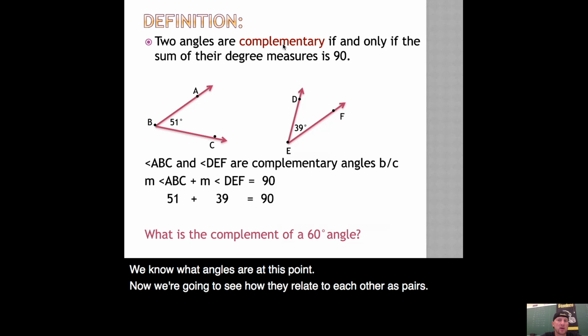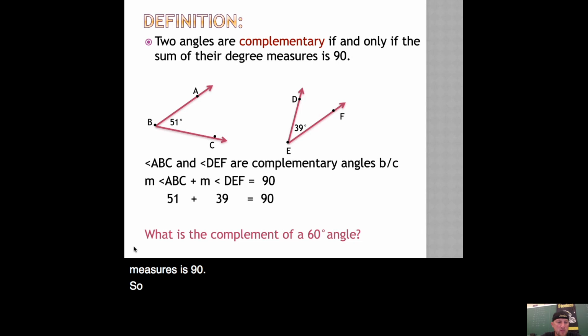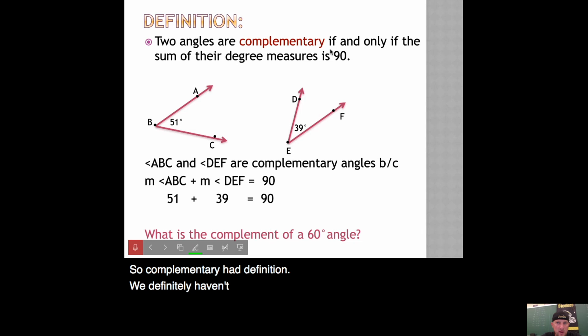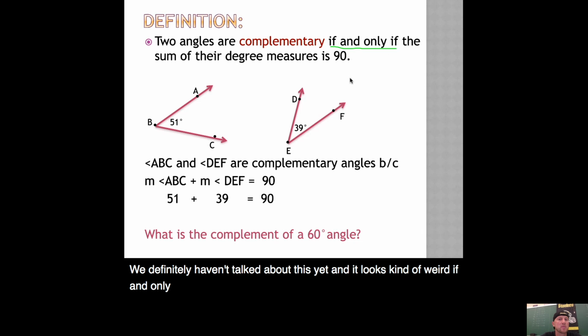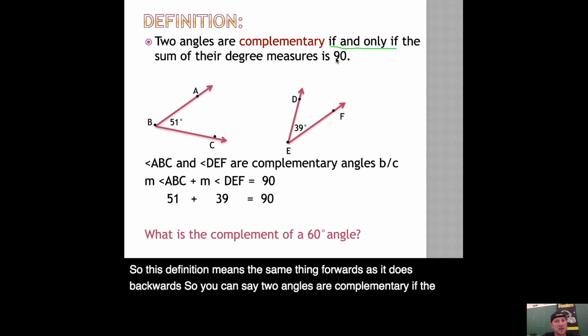Two angles are complementary if and only if the sum of their degree measures is 90. So complementary is a definition. We definitely haven't talked about this yet, and it looks kind of weird. If and only if. That's a phrase that means something. So this definition means the same thing forwards as it does backwards. So you can say two angles are complementary if the sum of their degree measures is 90.